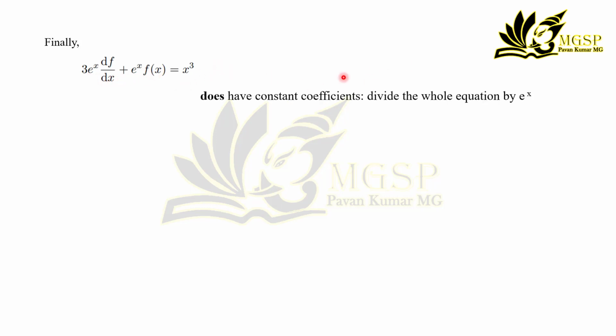Finally, you can see here 3 e power x df by dx plus e power x f of x is equal to x cube. Here the coefficient e power x is not a constant, so what we are going to do is divide by e power x.